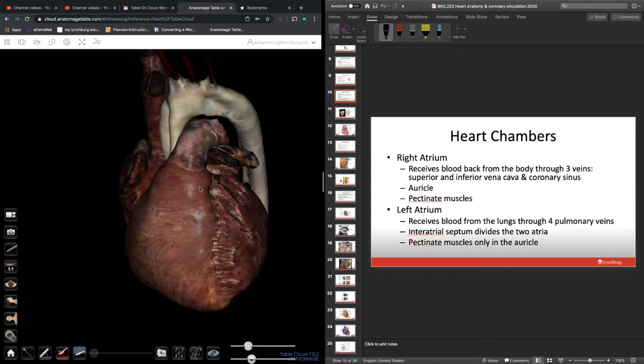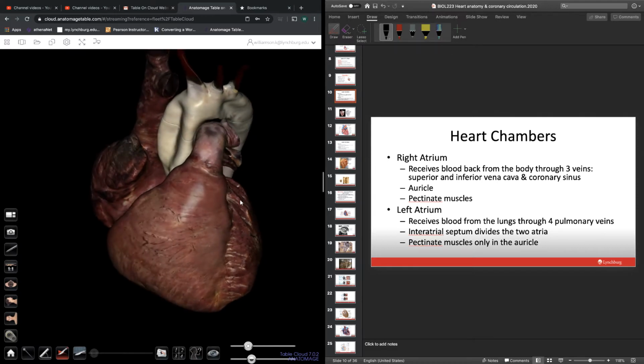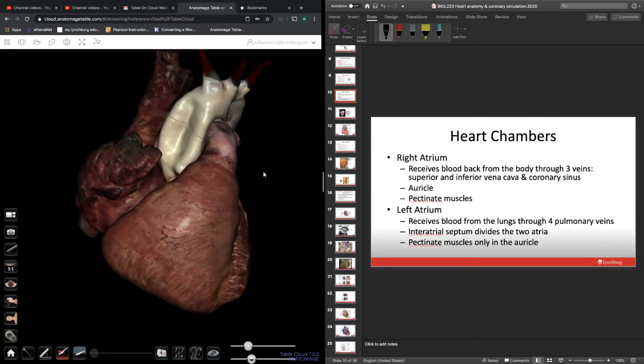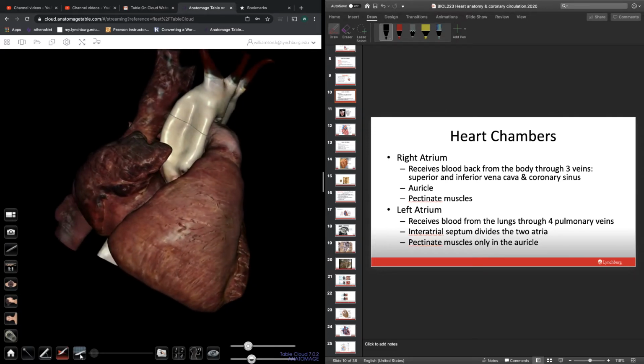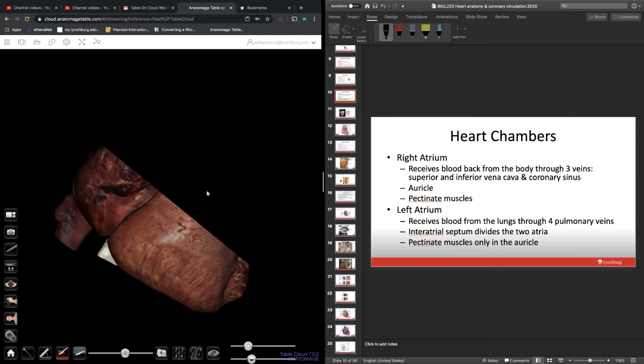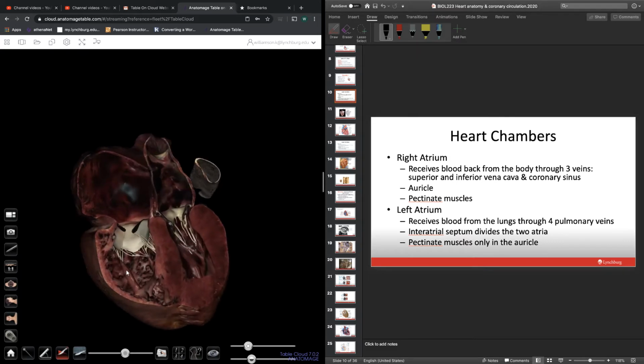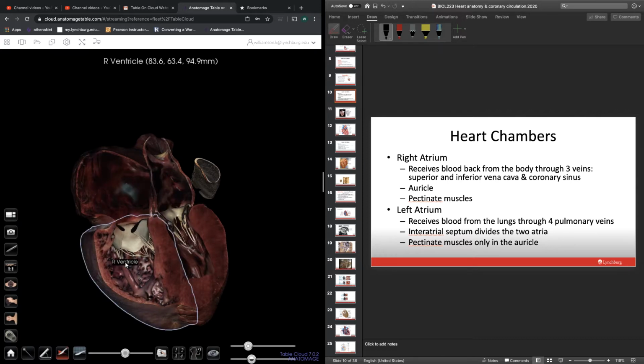So let's take a peek inside the heart and look at some of the internal structures that we can see. If I take my high resolution heart image and use my clipping tool and make a cut so that we can see inside the heart, there we go. We can see at this point our 4 chambers. So we have right atrium, right ventricle, left atrium, and left ventricle underneath.